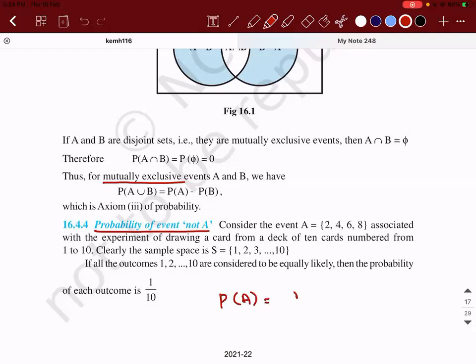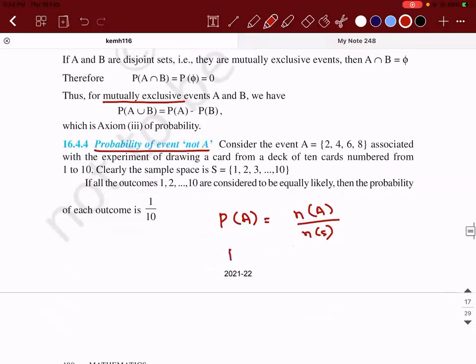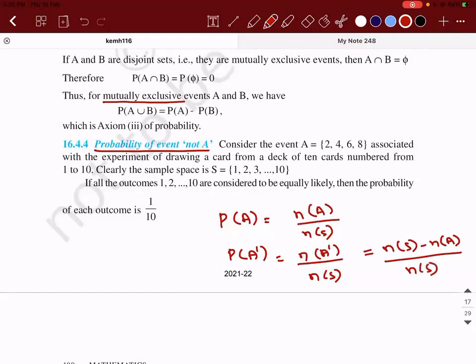If probability of A is number of elements in A divided by the number of elements in sample space, then what will be the probability of A dash? It will be the number of elements in A dash divided by number of elements in sample space. But the number of elements in A dash is the number of elements in sample space minus the number of elements in A, divided by n of S. Accepted?